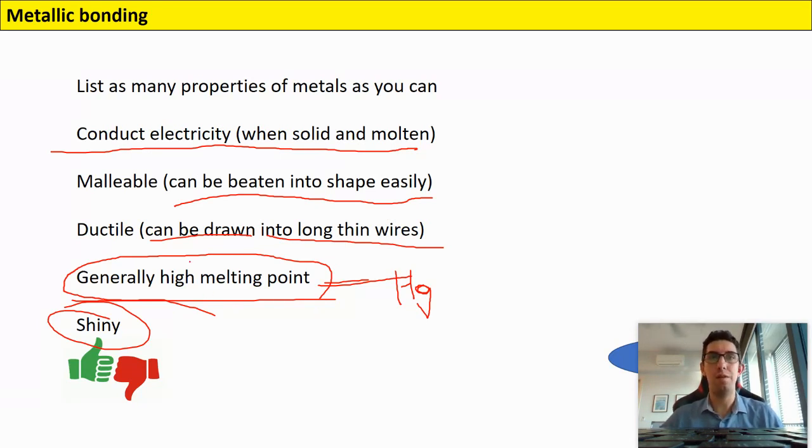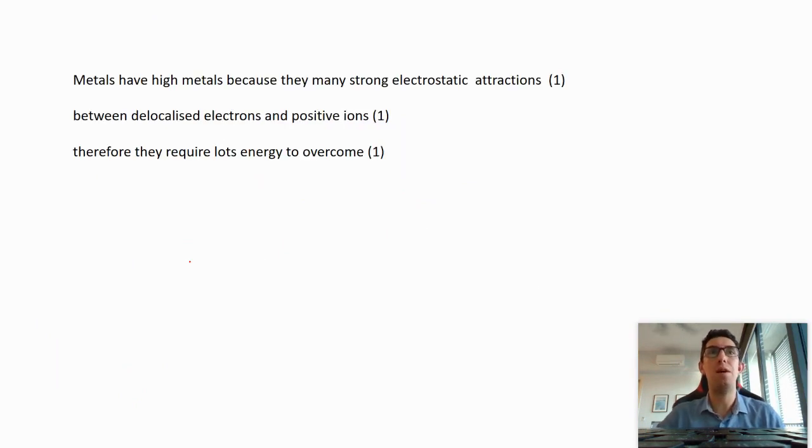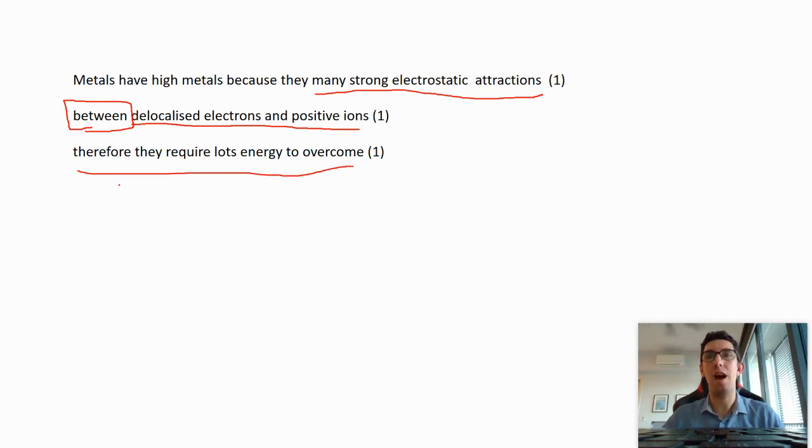Okay, so metals have high melting points because they have many strong electrostatic attractions. Do you remember that's exactly the same as why ionic compounds have high melting points? Many strong electrostatic attractions between, very important word, but here, instead of saying oppositely charged ions, like we would for ionic compounds, we say between delocalized electrons and positive ions. And again, we end the same as we would for ionic compounds: therefore they require lots of energy to overcome.